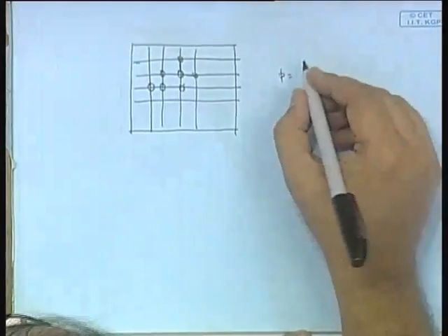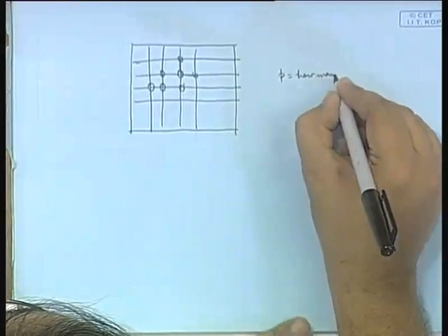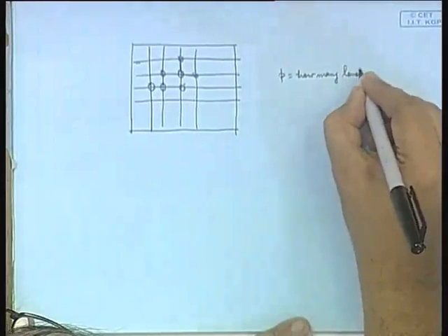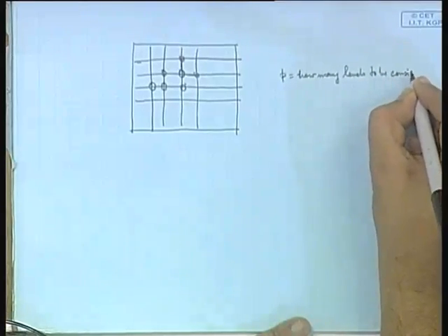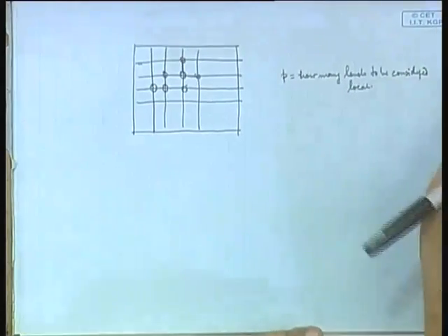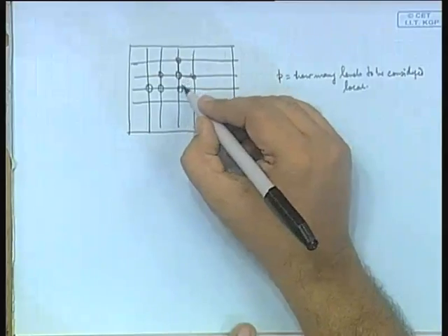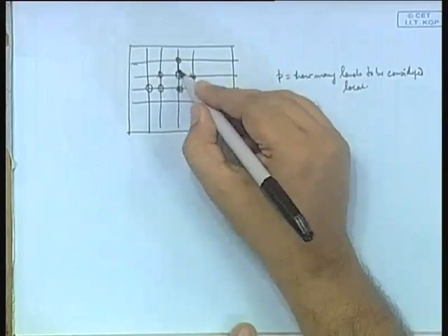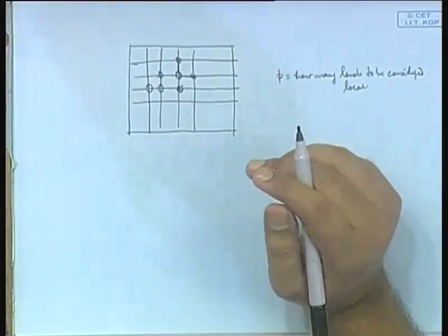P is how many levels to be considered local. Okay. P is how many levels. So, p is equal to 1 means just these 4 are local, p is equal to 2 means these 4 and 2 hop neighbors are also local.